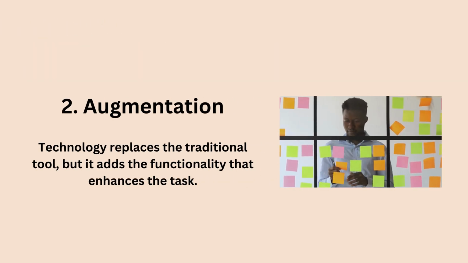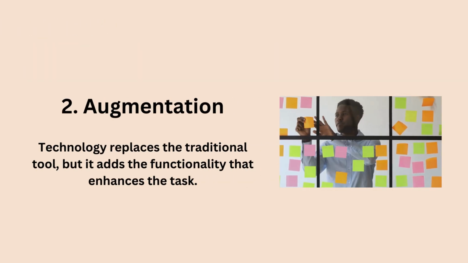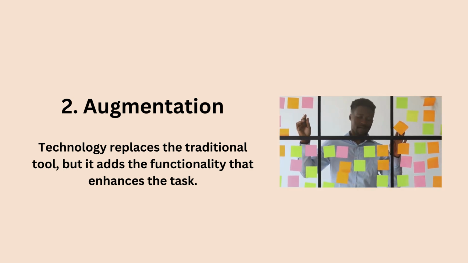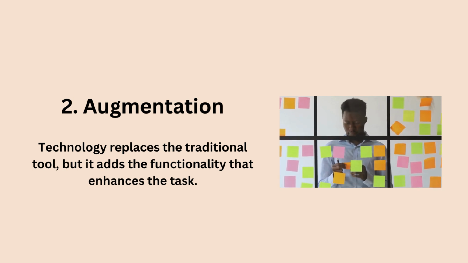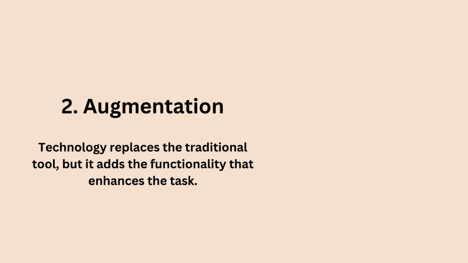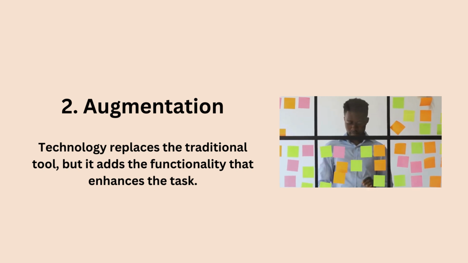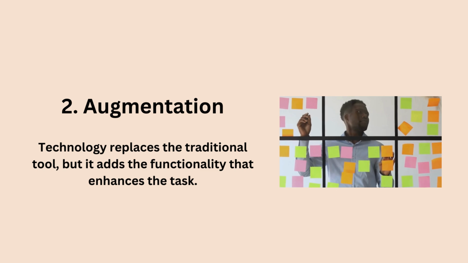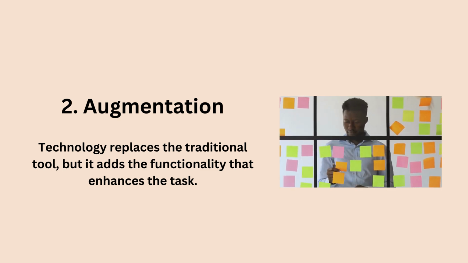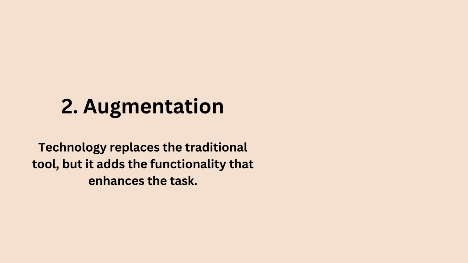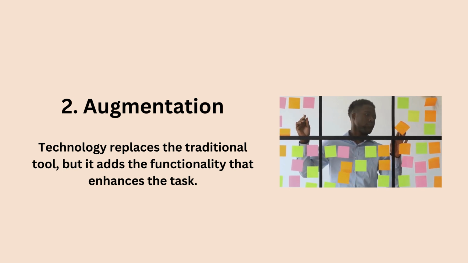Augmentation means technology replaces the traditional tool, but it adds functionality that enhances the task. An activity would be students completing the grammar exercises using a tool that adds extra functionality, such as collaboration. When it comes to grammar, after typing their sentences, students use platform features such as commenting or suggestions to correct each other's grammar, which adds an interactive element, enhancing the task with real-time peer feedback and collaborative learning.